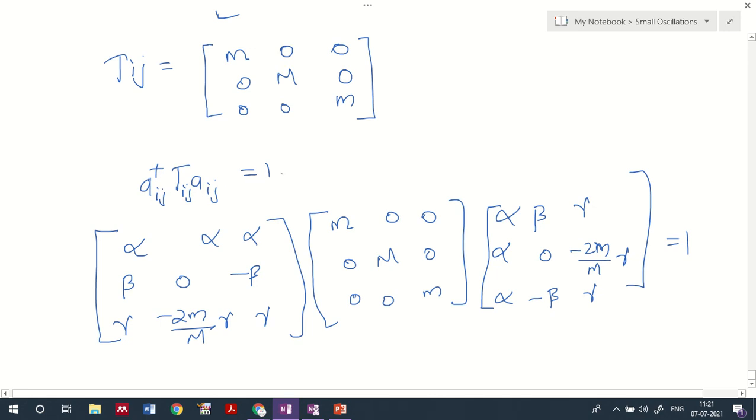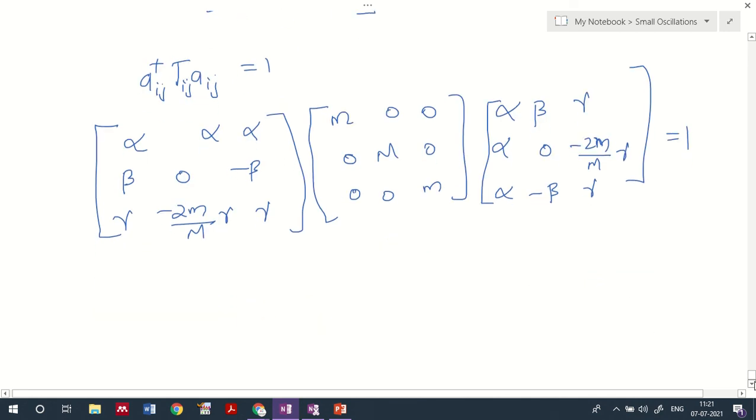You can try out that equation, because in our earlier discussion we have done that: Aij dagger Tij Aij equal to 1. We have given that equation like that. Now you know all the elements of Aij, so you can execute this representation and you will get the corresponding matrix as the solution of Aij dagger Tij Aij equal to 1.